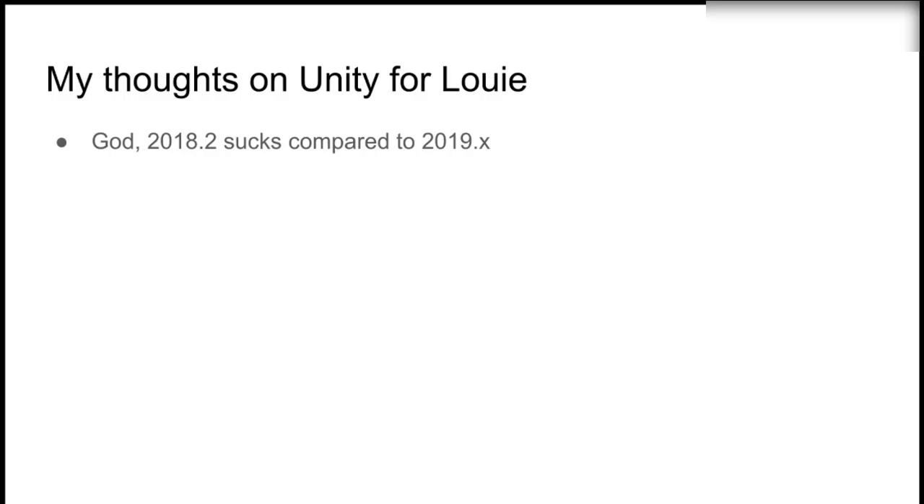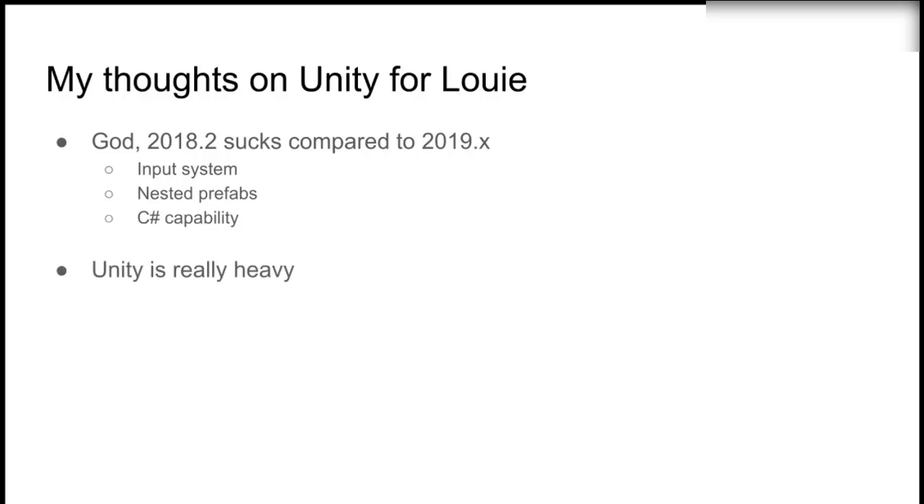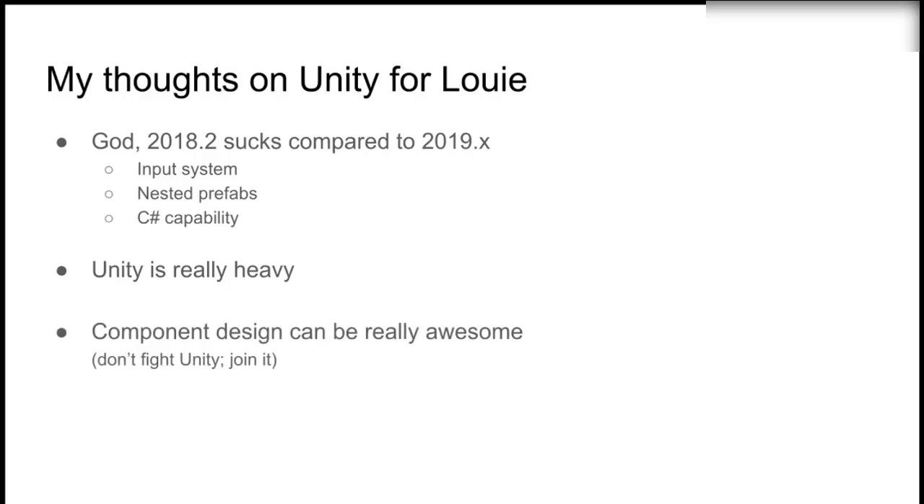I wrote this in 2018.2, which really stinks compared to modern versions of Unity because the input system is garbage. 2018.2 is the last version before nested prefabs showed up, and I really wish I had been able to use nested prefabs for this game. And the C# compatibility is also woefully out of date, which all of those reasons are really a bummer. Unity is also just really slow on Windows. The machine I wrote this game on is by all measures a pretty healthy, powerful machine, but the Unity editor application was just chugging through it, so that was no fun.